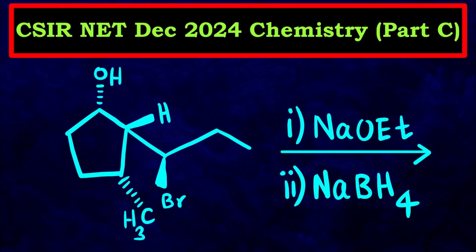So in this video we are going to solve this question that was asked in part C. It was for 4 marks and -1 is a negative marking. So this is a molecule. First we have to react it with sodium ethoxide, that is nothing but a base, and then sodium borohydride.